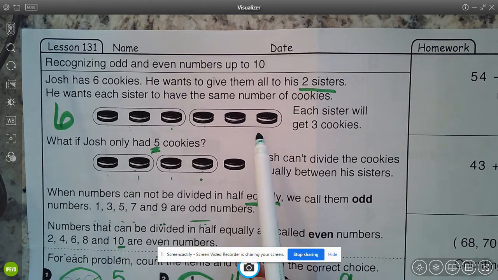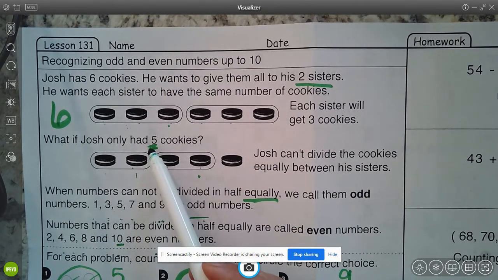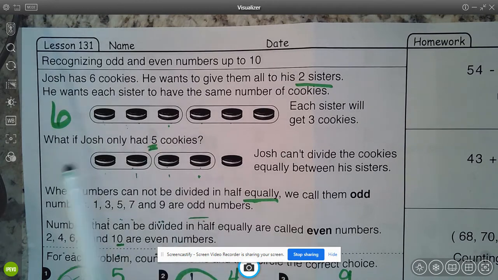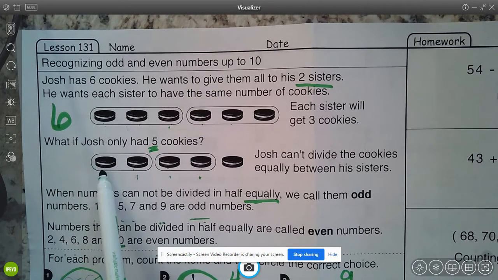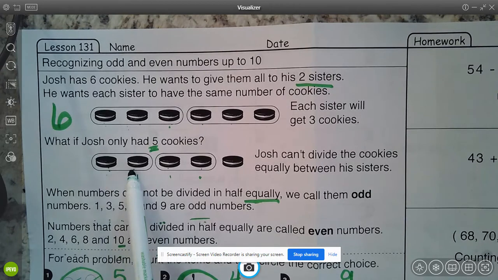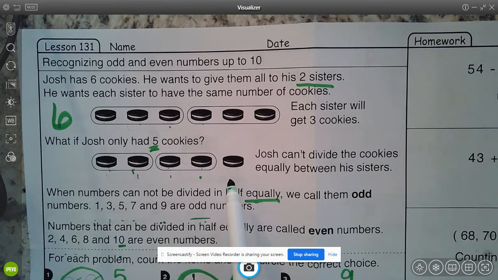But what if Josh only had 5 cookies? Well, let's see. One sister has 1, 2, and the other sister has 1, 2. But there's an odd cookie. There's one left. We cannot divide the cookies equally between his sisters. So that means the number 5 is an odd number.